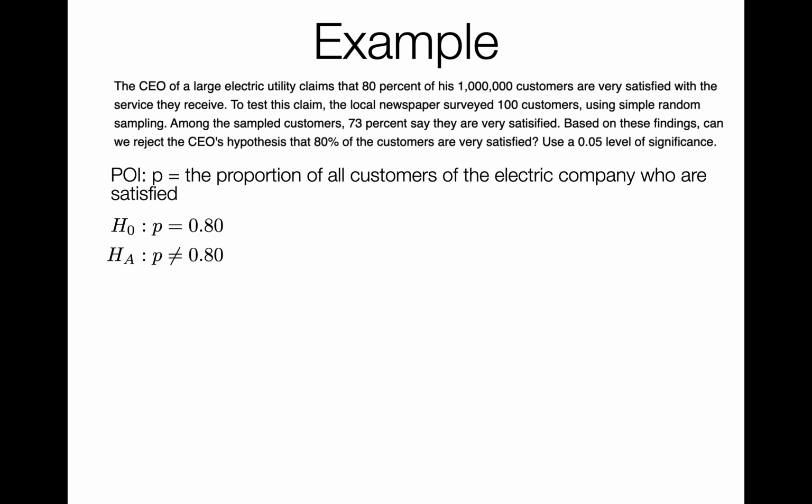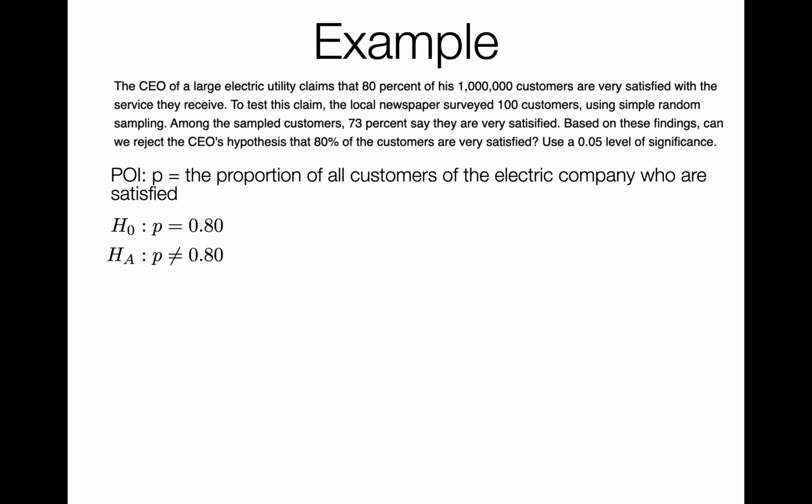Step 2 is to identify the hypotheses. For this hypothesis, the null hypothesis is easy. The CEO claims that 80% of his customers are satisfied. So that's the null hypothesis claim, that the proportion P is equal to 0.8. The tricky part here is which of the 3 alternative hypotheses could I use? Greater than, less than, or not equal to?